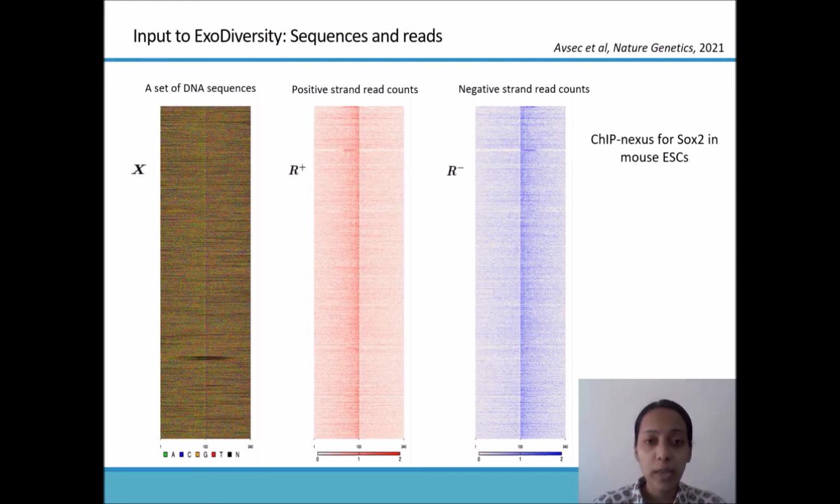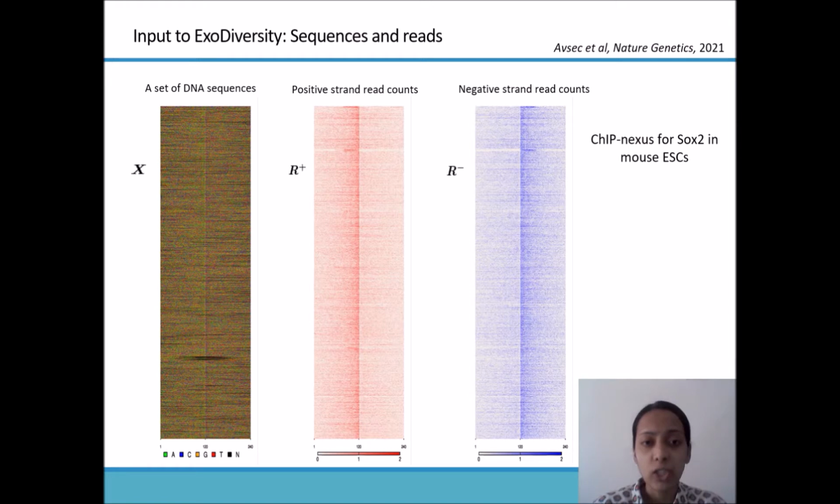The input to ExoDiversity is in the form of three datasets. A set of DNA sequences X, which is typically the only input given to a motif finding algorithm. But here we also have the positive strand read counts and the negative strand read counts as R plus and R minus corresponding to these DNA regions. They are then converted into binary format. Here we can clearly see a signal at the center, which is the summit of the peaks.